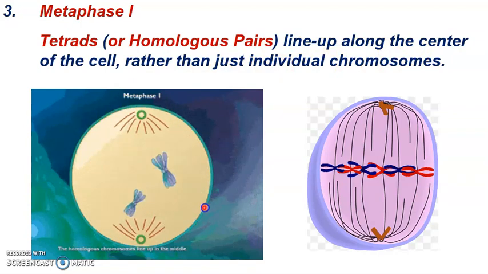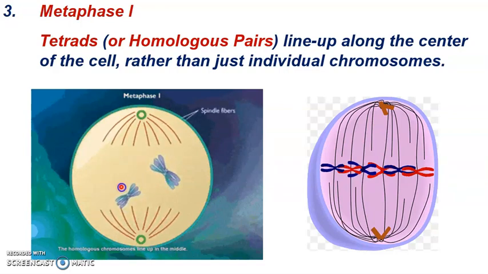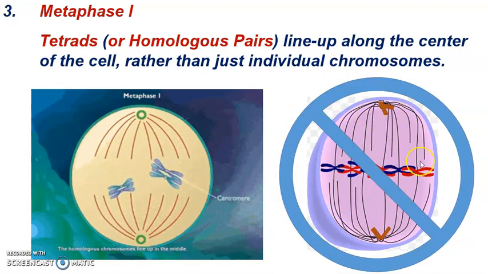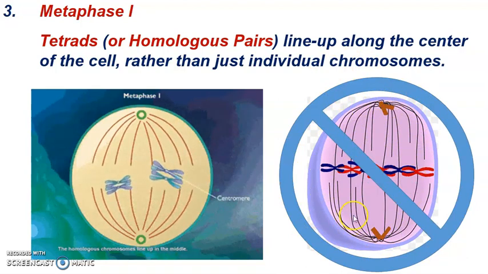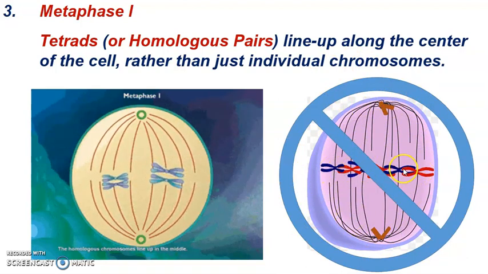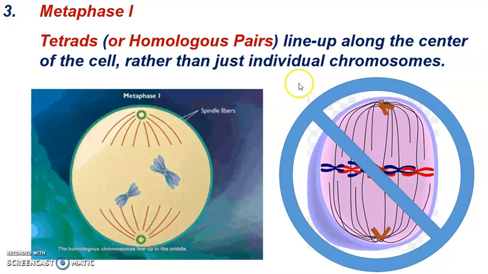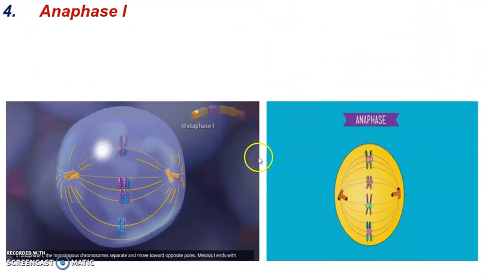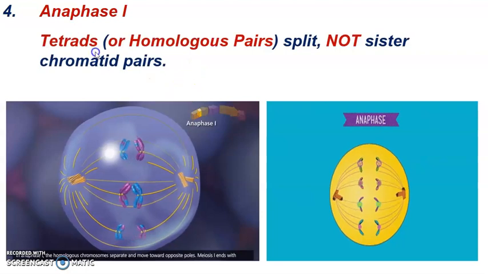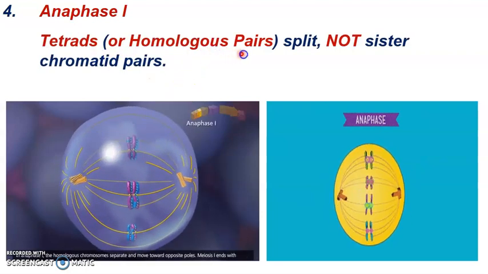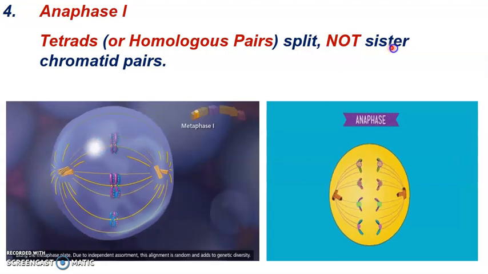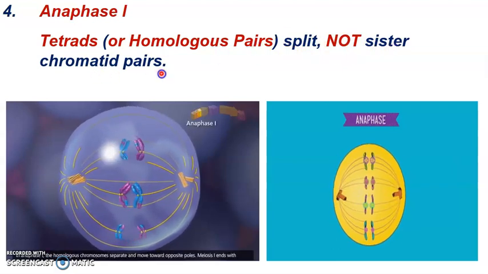All right, the spindle fibers are pushing the homologous pairs or tetrads to line up in the middle. This is what we saw in mitosis, but this is not what we're going to be seeing here in metaphase number 1. We don't see the individual sister chromatid pairs line up. We see tetrads or homologous pairs lining up. And then once we get to anaphase number 1, it's going to be the tetrads or homologous pairs that split, not the X's or the sister chromatid pairs.